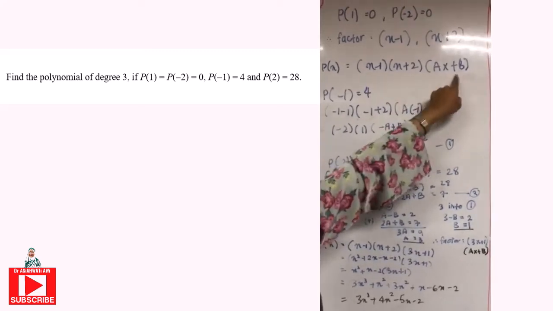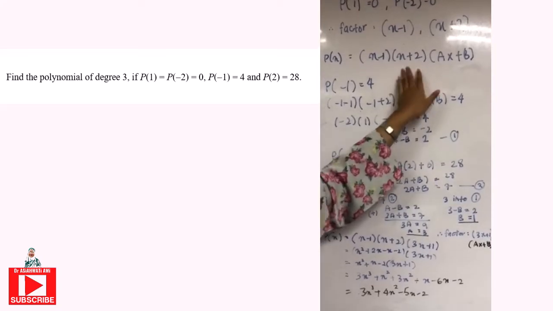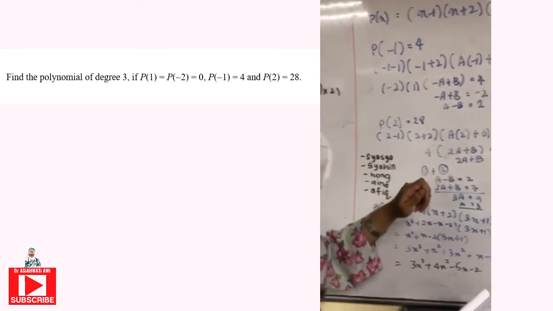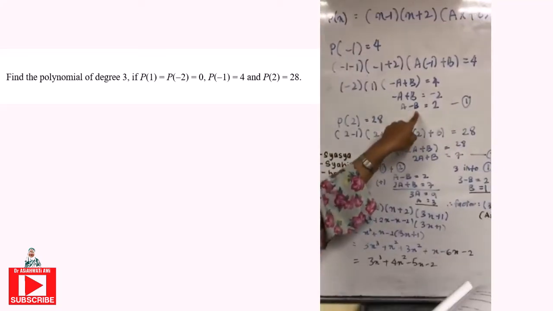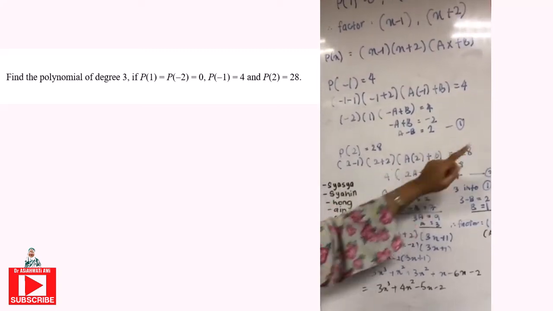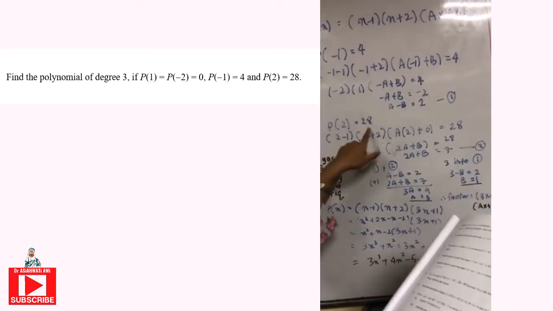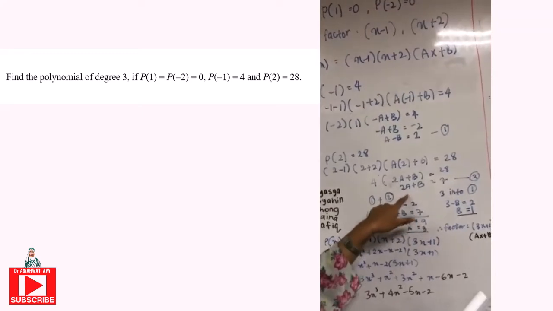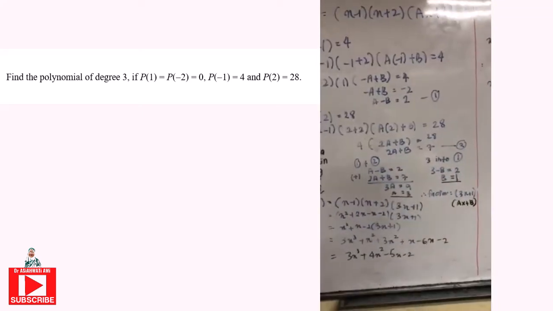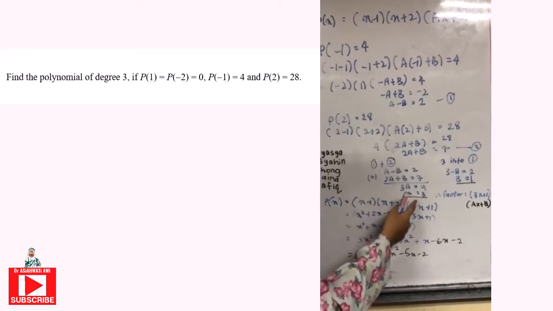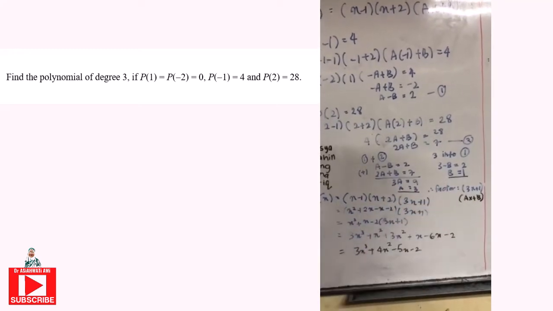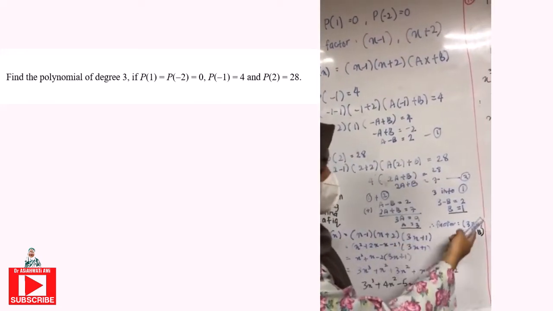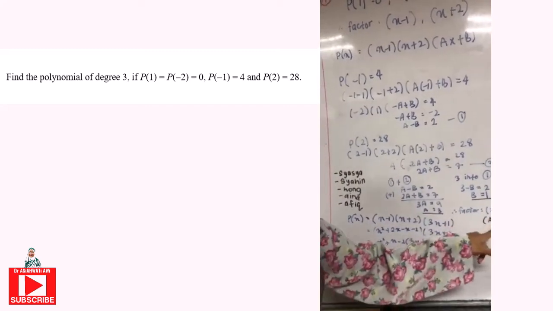Lepas tu yang ni, ax tambah b sebagai formula untuk factor ialah ax plus b. Lepas tu kita substitute negatif 1 sama dengan 4, and just solve dapat a minus b equals to 2. Ni question pertama. Lepas tu kita buat untuk P(2) sama 28. Masukkan 2 dalam ni, and then dapat 2a tambah b sama dengan 7, ni question kedua. So kita solve 2 ni simultaneous, dapat a sama dengan 3 dengan b sama dengan 1. Jadi kita ada kat sini ax plus b, substitute a sama dengan 3, b sama dengan 1. So faktor ketiga ialah 3x plus 1.